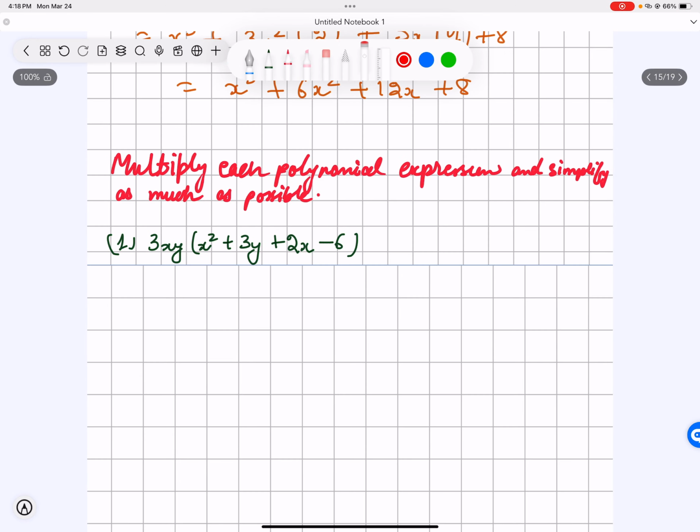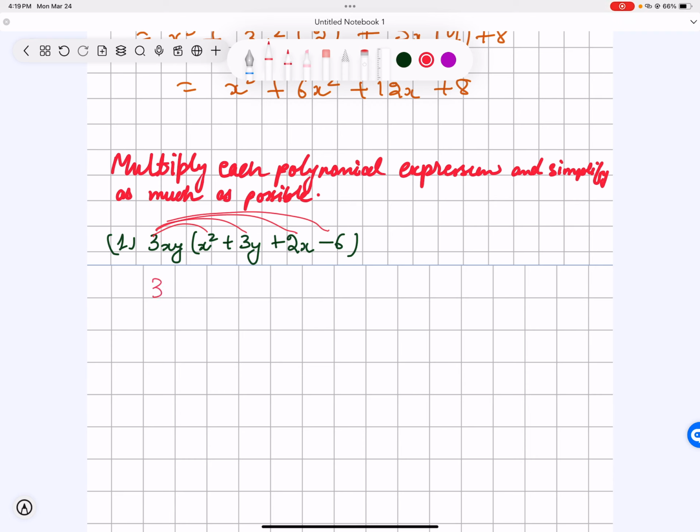So here I'll try to solve some polynomial expressions and simplify them. The first example we have is 3xy times (x squared plus 3y plus 2x minus 6). I'm going to multiply 3xy into everything, using the distributive property here.